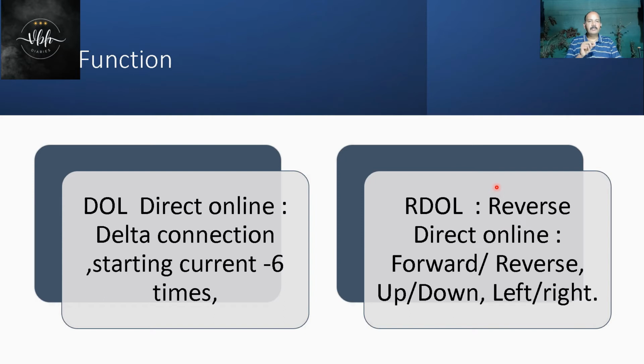So RDOL can be taken reverse or forward, left and right, up and down. These applications normally we have to go for reverse direct online starters. So for crane applications, compulsorily RDOL only is suitable. DOL will not be suitable for crane applications. So as a designer, we need to understand how the motor functions and what the application requirement is. Based on that we need to call it a DOL, star delta or RDOL starter. This is the main function, and the designer should be aware of this.